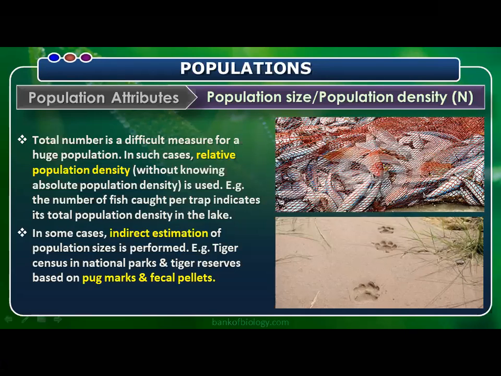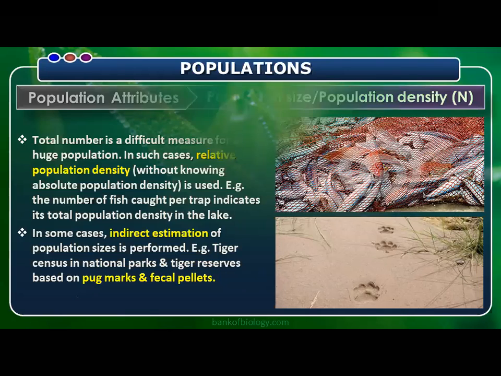In some cases, indirect estimation of the population sizes is performed, like tiger census in national parks and tiger reserves based on the pug marks and fecal pellets. That is to be remembered: pug marks and fecal pellets.